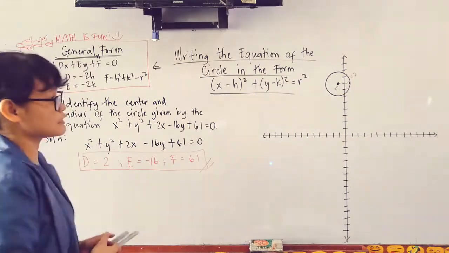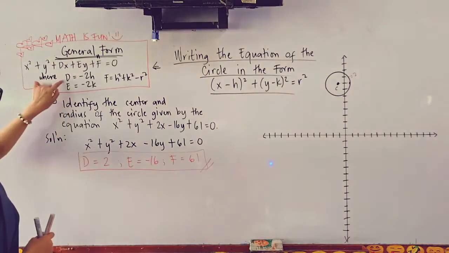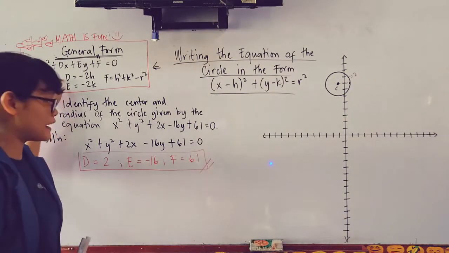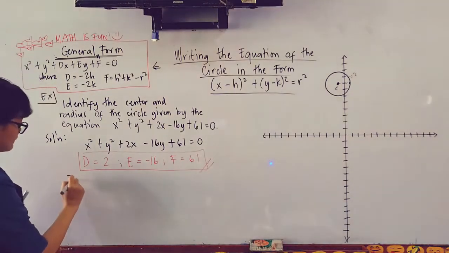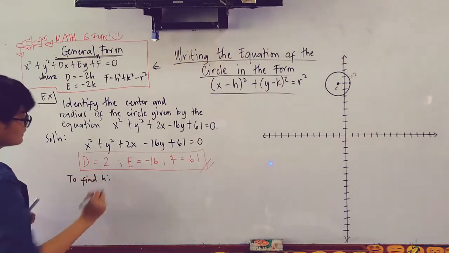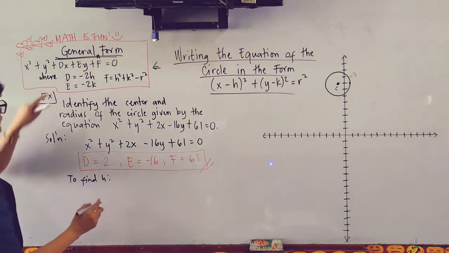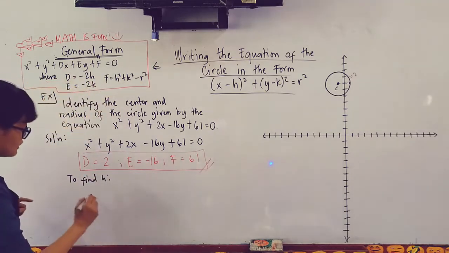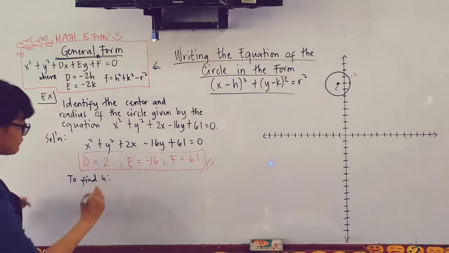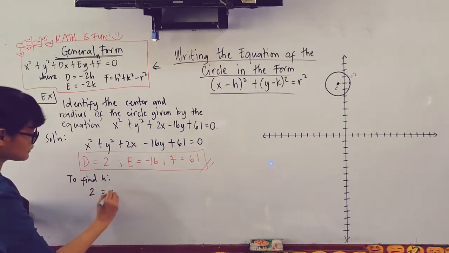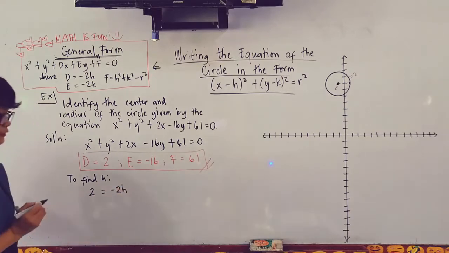So para mahanap natin yung h, syempre ang gagamitin natin ay yung formula para kay d. So paano gagamitin? To find h, we will use this one. We have d equals negative 2h. So your d is again equal to 2. So instead of writing d, ilalagay mo na yung 2. So 2 is equal to negative 2h.